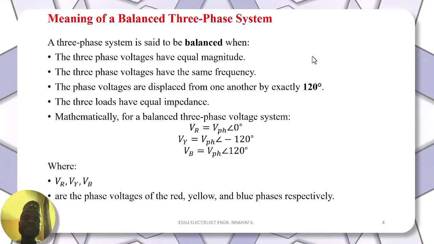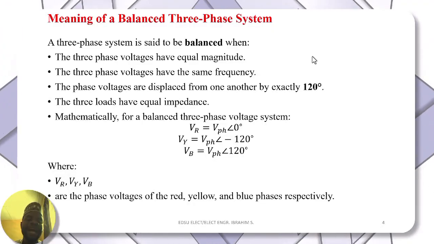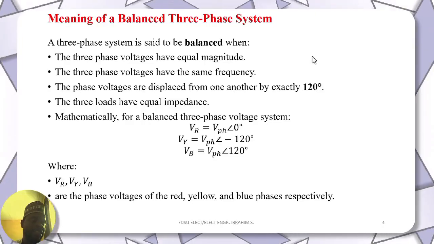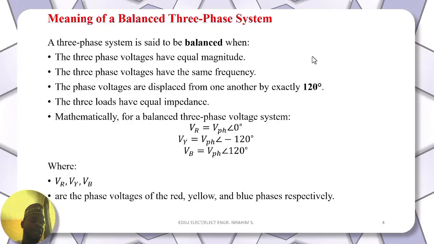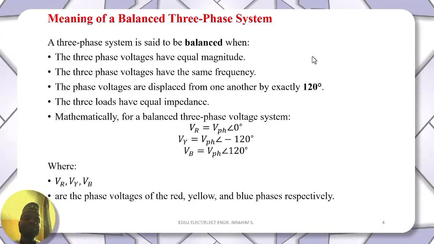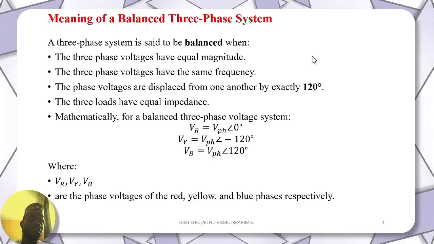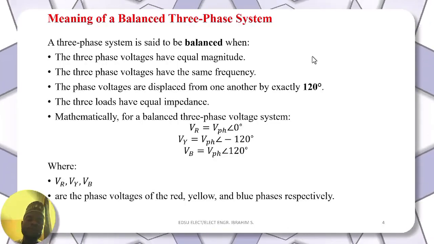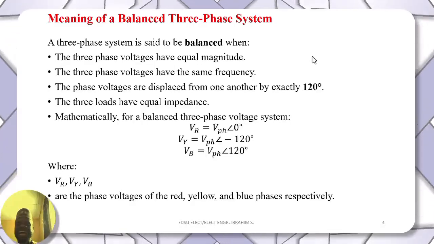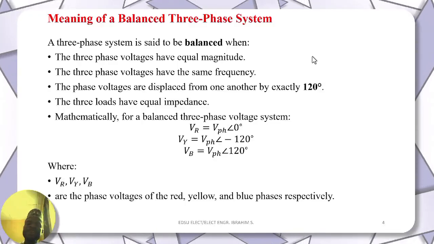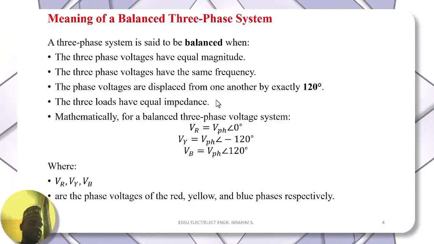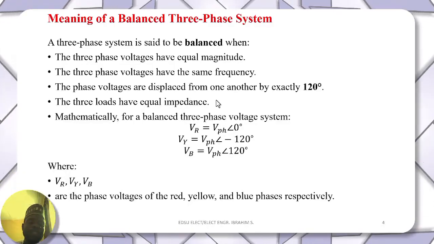Now, a three-phase system is said to be balanced when the key things happen. One, the voltages are the same in the three phases. If they have equal voltage magnitude, then we say the system is balanced. Also, three-phase voltages have the same frequency. Once they have the same frequency, then we say the system is balanced. Then also the phase voltages are displaced from one another by exactly 120 degrees. Then the three loads have equal impedance, which is Z, that is equal.